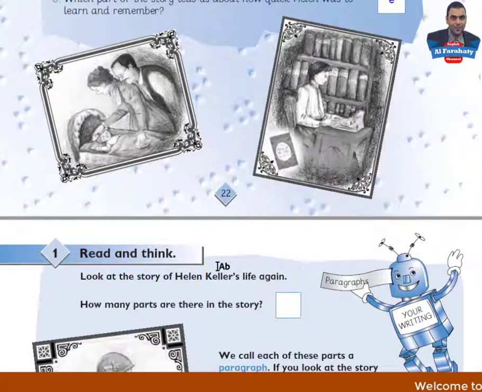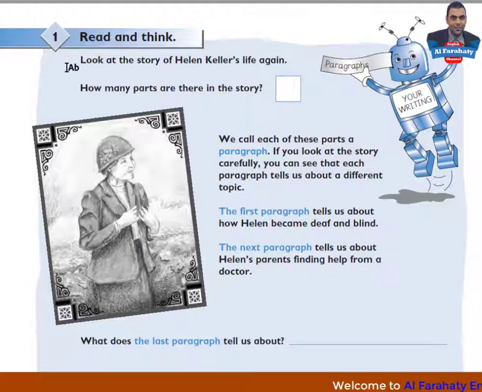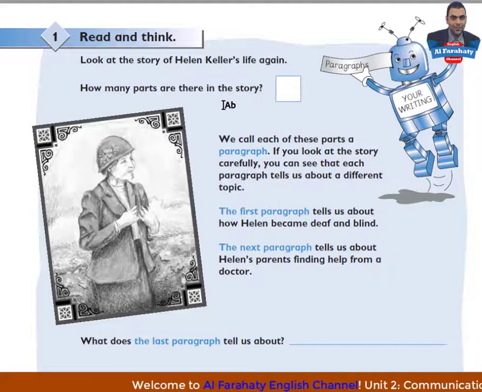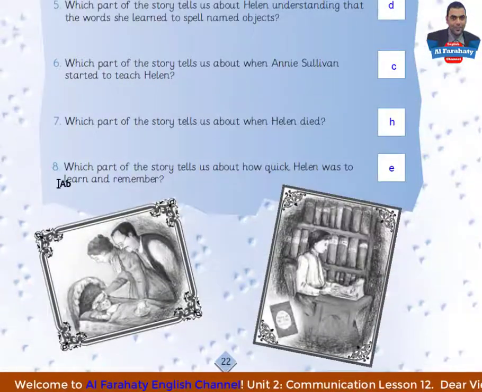Let's go to page 23. Activity 1. Read and think. Look at the story of Helen Keller's life again. How many parts are there in the story? Yes, who can say? How many parts? Yeah, 8 parts.